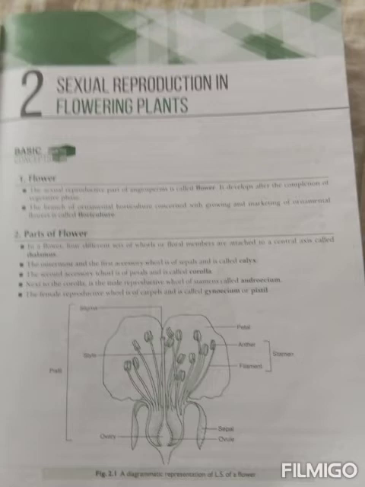Next question is, draw a labeled diagram of the LS of the embryo of grasses. That means the embryo of the monocot. How does it differ from the bean? The bean is a dicot plant. You have to draw the LS of the embryo of the grass. Coleoptile and coleorhiza will be seen in the structure of the grass.